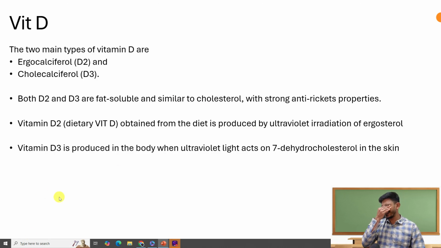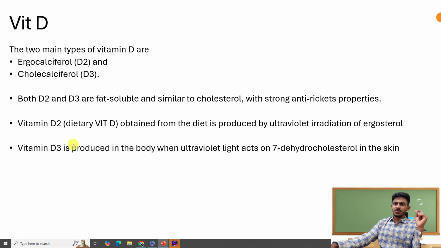Vitamin D. Two main types are ergocalciferol and cholecalciferol, D2 and D3. Both D2 and D3 are fat soluble and similar to cholesterol with strong anti-rickets properties. Vitamin D2 or ergocalciferol is obtained from the diet by ultraviolet radiation of ergosterol. Ergosterol is a component found in foods, especially mushrooms, and then that is irradiated.